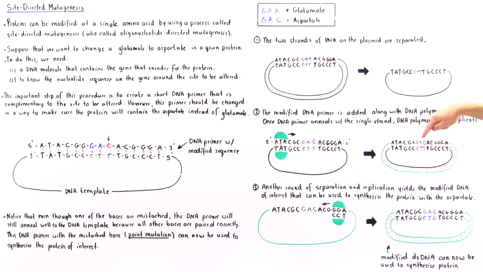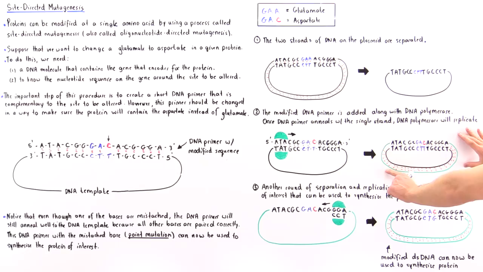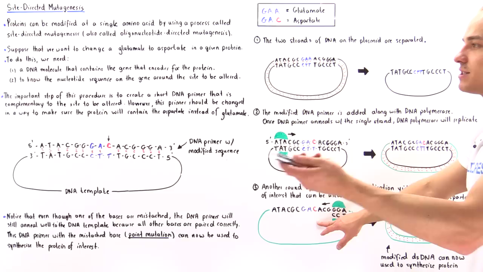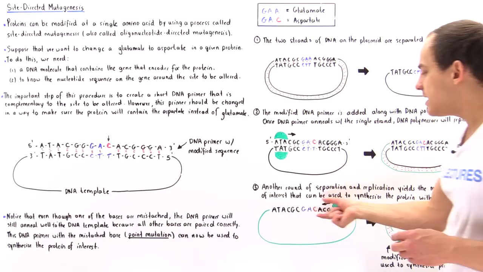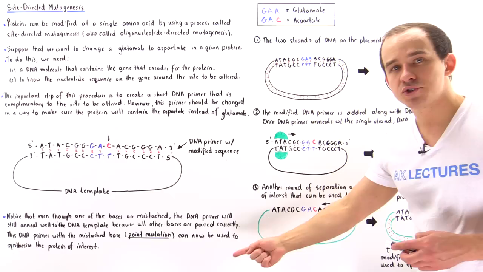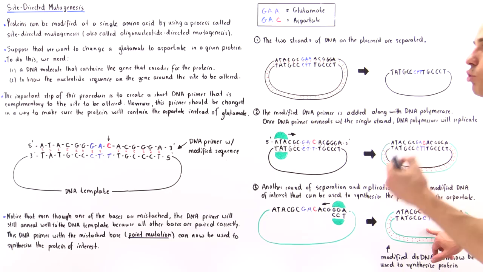Now, if we take this plasmid and repeat steps one and two, so essentially we heat, we separate, then we isolate that green DNA molecule that was synthesized in step two, and now we add that DNA polymerase as well as the four types of deoxynucleoside triphosphates. Now the DNA polymerase will use this green strand that contains that point mutation to synthesize the complementary strand to the green strand. And so after step three, we essentially produce that plasmid molecule, the double-stranded DNA molecule that will contain that point mutation.